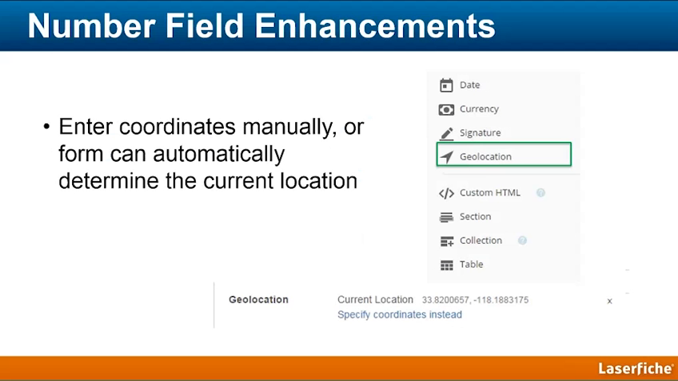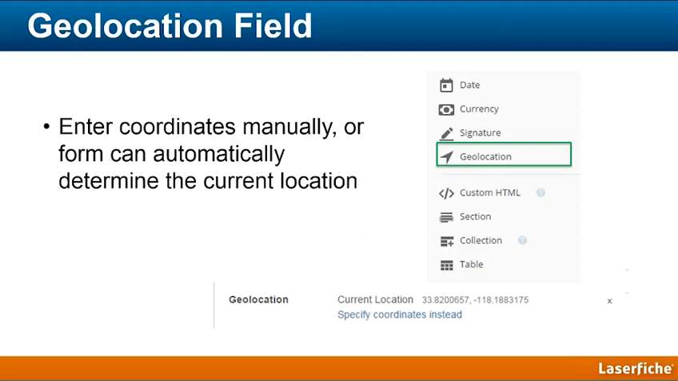All right, another quick slide here, but another really cool feature in forms as well. We've introduced a new geolocation field type, and this is designed for entering longitude and latitude coordinates, so submitters can enter coordinates manually or tell the form to automatically determine the current location. This would be especially useful for situations where you're submitting forms through a mobile device and you want to automatically capture your current location.